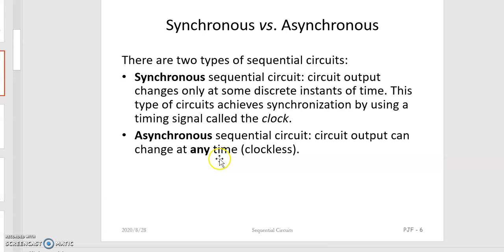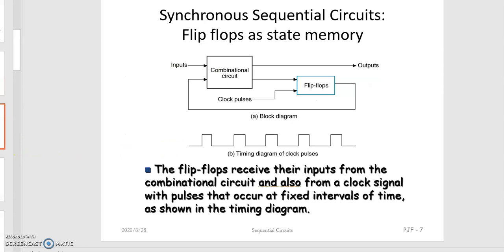Whereas in the asynchronous sequential circuits, the circuit output can change at any time. That means here we are not using any clock. So the basic and major difference between synchronous and asynchronous is that the synchronous sequential circuit contains the clock signals and the asynchronous sequential circuit does not contain any clock signals. So first we'll discuss synchronous sequential circuits.